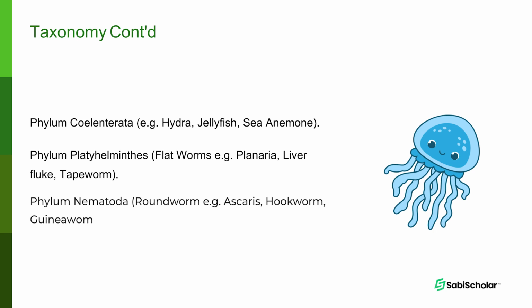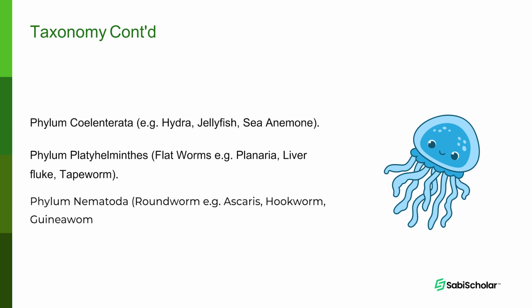Then for phylum Nematoda, they are called the roundworms. This is where you find the ascaris, hookworm, guinea worm. Now, they are also soft, but their bodies are cylindrical and pointed at both ends. This roundworm has a body cavity that we call the pseudocoelom.